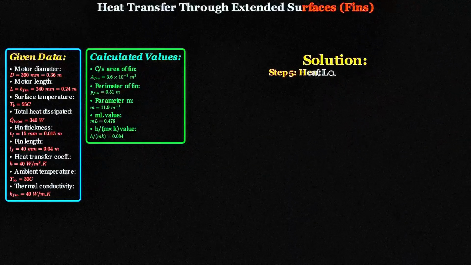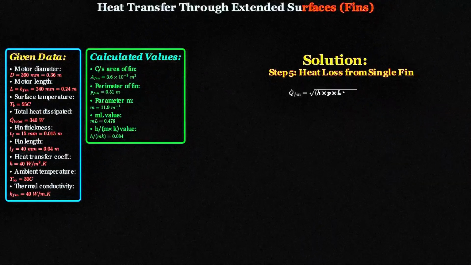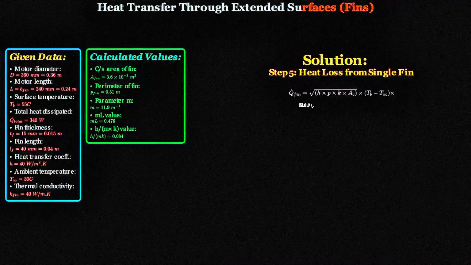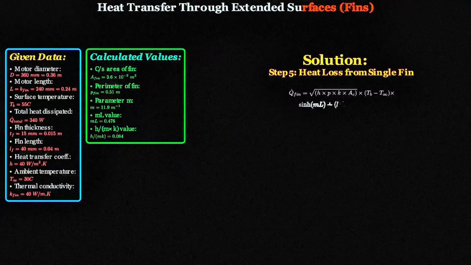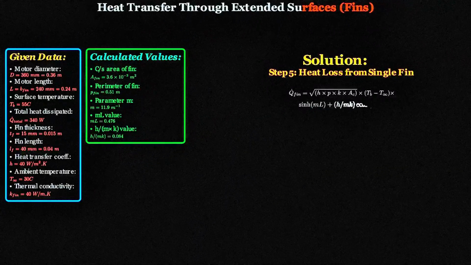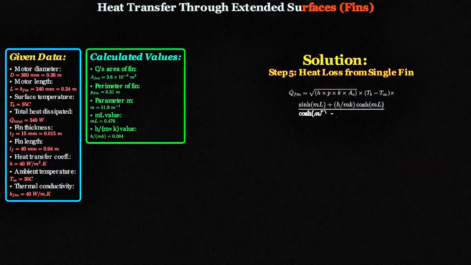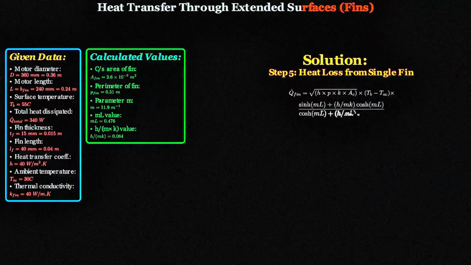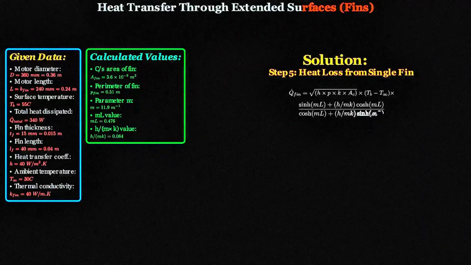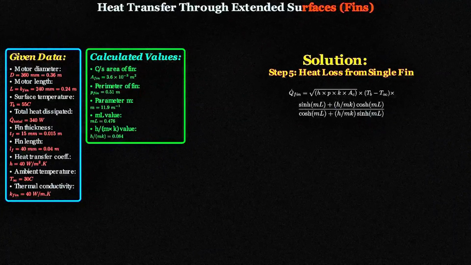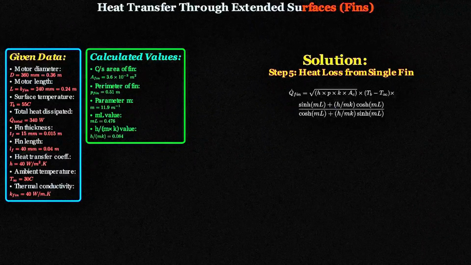Step 5. Calculate the heat loss from a single fin. We use the fin heat transfer equation. Q dot fin equals the square root of h times P times k times A sub c multiplied by T base minus T infinity multiplied by a hyperbolic correction factor. The correction factor is sinh of mL plus h over mk times cosh of mL, all divided by cosh of mL plus h over mk times sinh of mL.